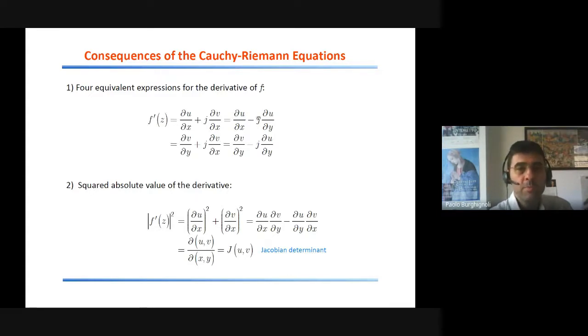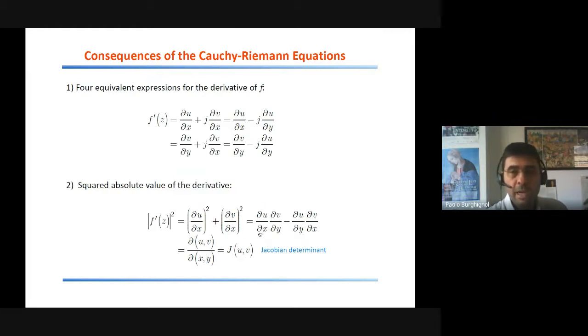So 4 possibilities, which can be more convenient or less, depending on the case. For example, you can calculate the squared absolute value of the derivative, which is the sum of the squares of the two partial derivatives of u with respect to x and of v with respect to x. But this is also equal by the Cauchy-Riemann equations to this quantity, the difference between the products of these partial derivatives, u with respect to x, v with respect to y, minus u with respect to y, times v with respect to x.